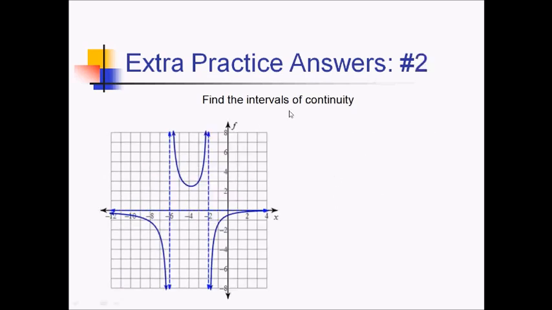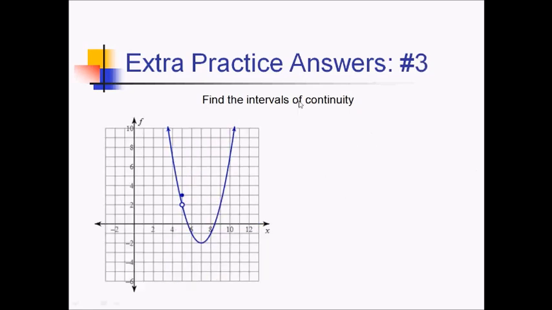To find intervals of continuity on this graph, let's first identify discontinuities. So we have an infinite discontinuity at x equals -6 and x equals -2. So we're just going to build our intervals around those trouble spots. We have one from negative infinity to -6, union -6 to -2, union -2 to positive infinity, because this goes forever.